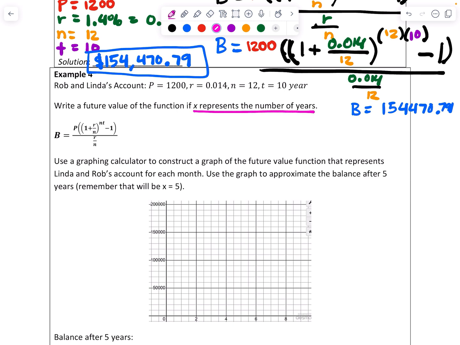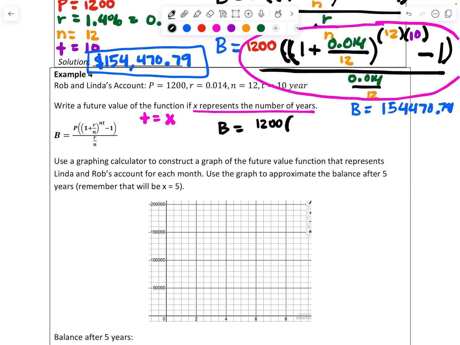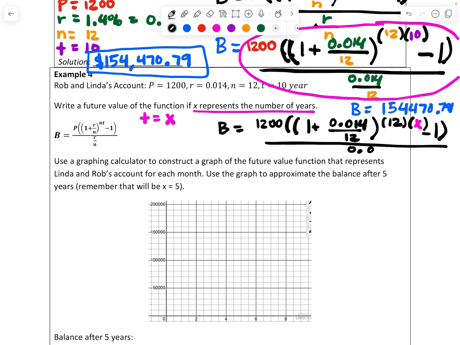Okay, so basically I'm going to take this formula from before, but I'm not going to say T equals 10. Instead, I'm going to say T equals X. So when I do that, I will have B equals 1,200 times 1 plus 0.014 divided by 12 to the 12x instead of 10. Minus 1 divided by 0.014 divided by 12. All of that stays the same.